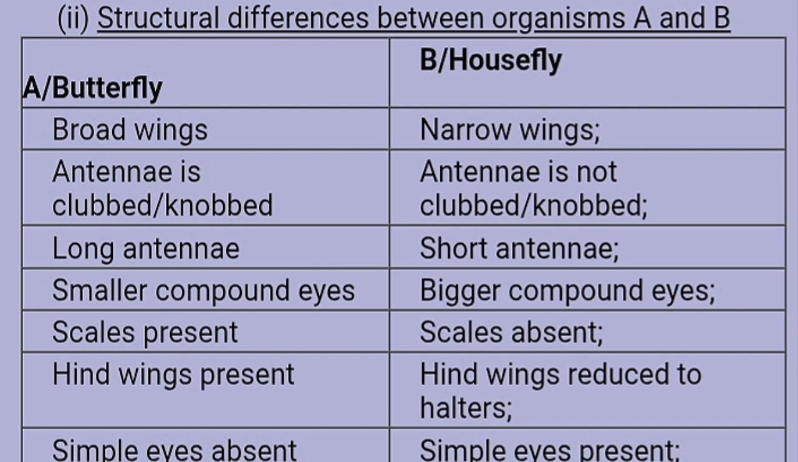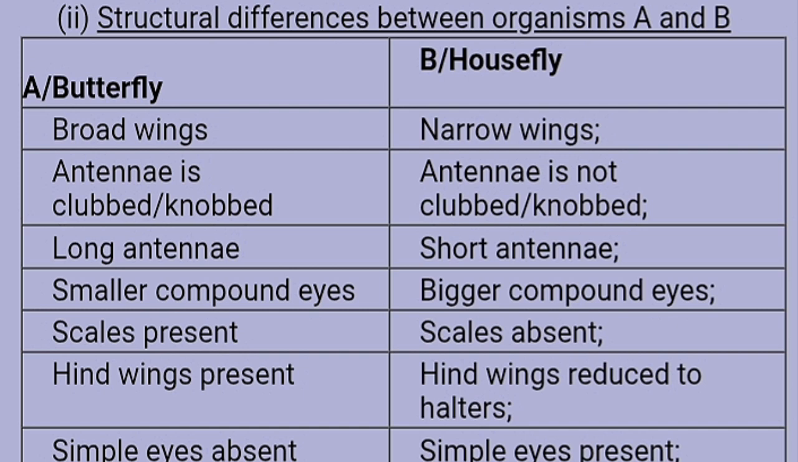You see, housefly has a narrow wing, while butterfly has broad wings. Okay? And for butterfly, the antenna is clubbed, that's knobbed. But for housefly, the antenna is not clubbed or knobbed. Butterfly has long antennae, while housefly has short antennae. And there are smaller compound eyes for butterfly and bigger compound eyes for housefly. Then there are scales present in butterfly, but they are absent in housefly.